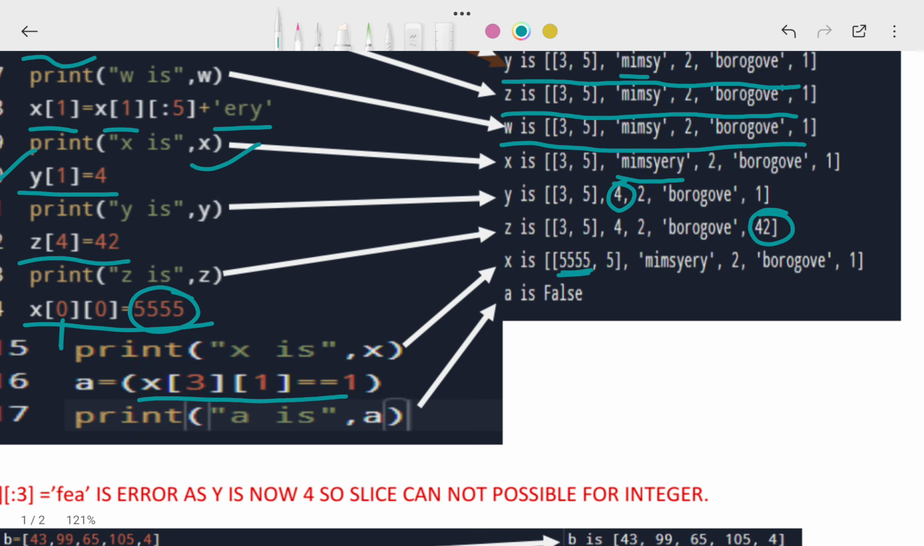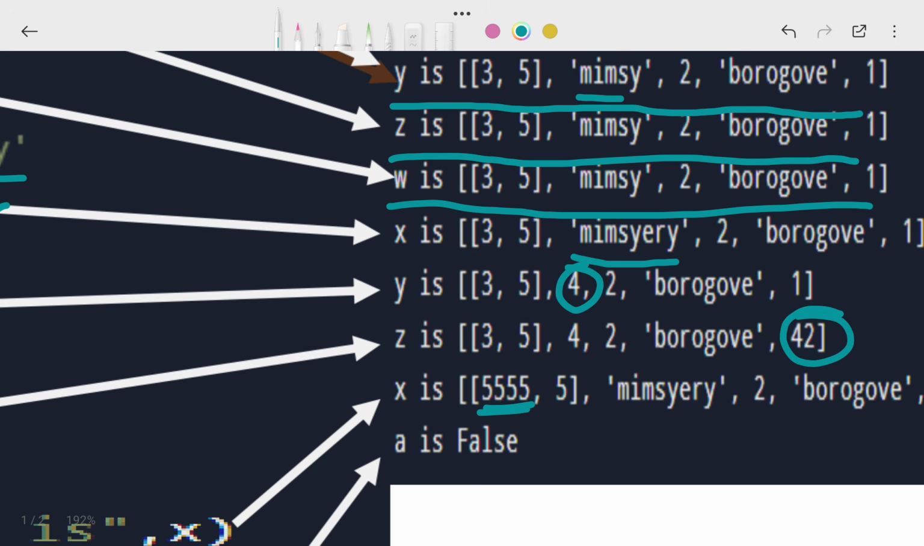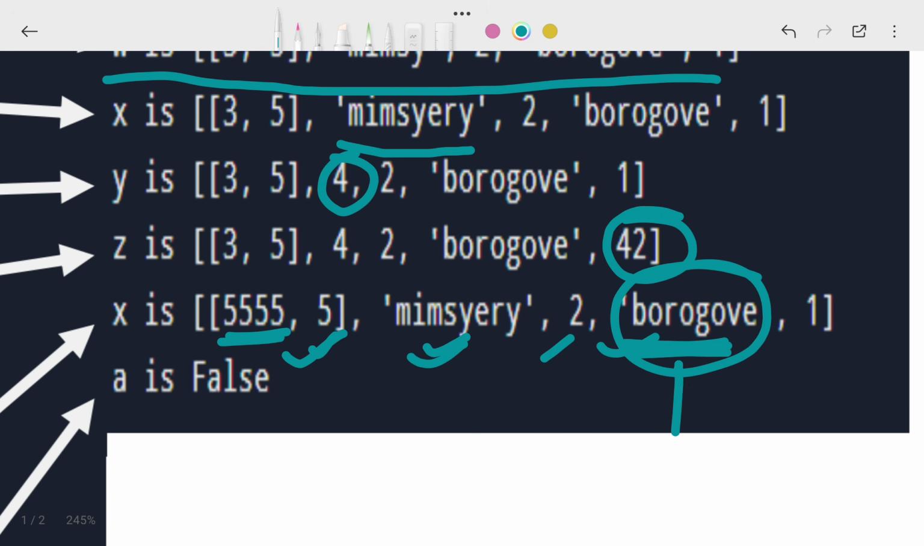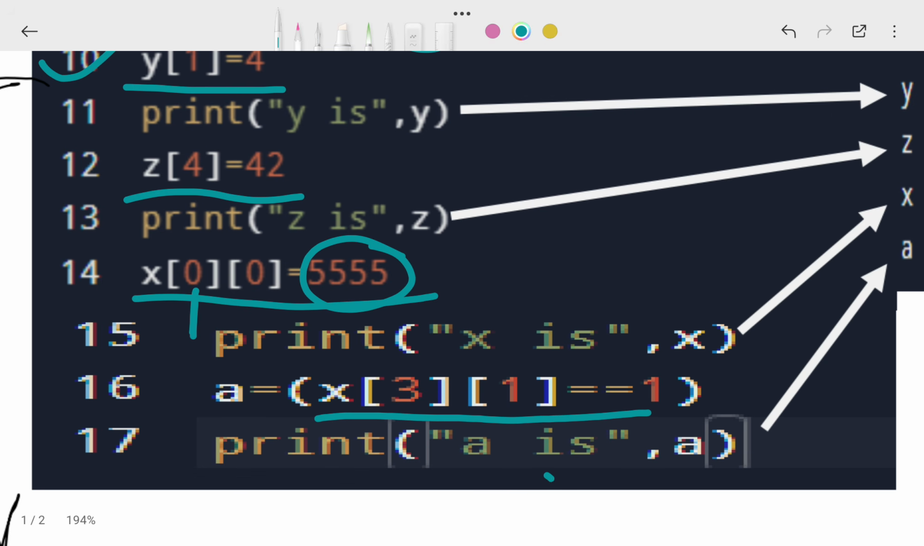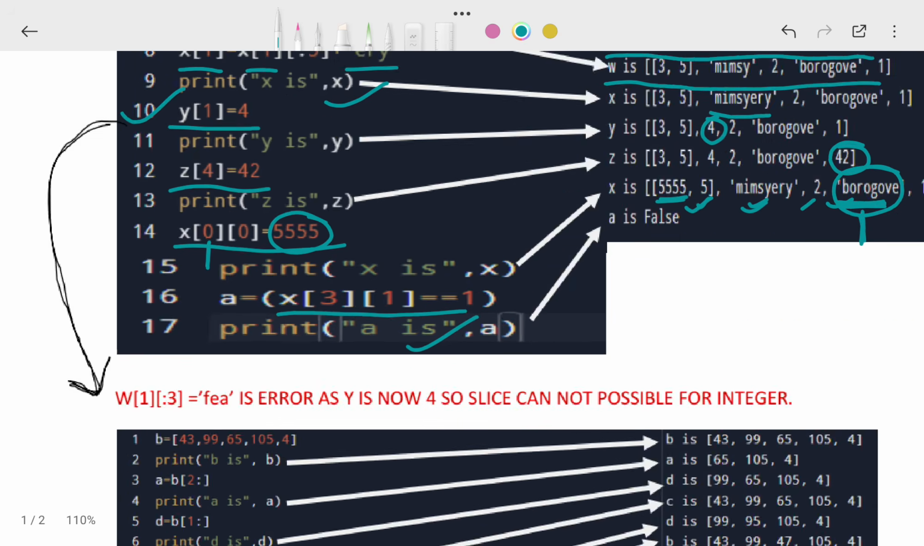Print a means x[3][1] is equal to 1. Okay, what is x[3][1]? So this is index 0, 1, 2, 3. Your x[3] is one string. So this string is never 1. What is the meaning of this? This is not 1, so it means that it will print False. Now what is the exact answer?